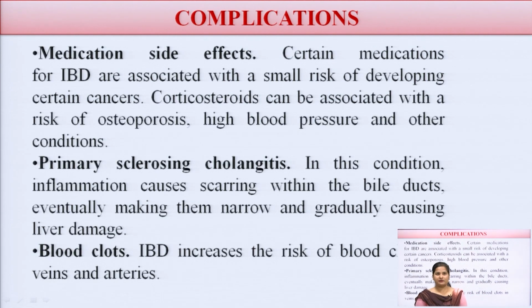Medication can also cause side effects, which may cause ulcerative colitis. As I told you, the excess use of NSAID drugs may cause ulcerative colitis. Corticosteroids can be used for the treatment of osteoporosis, but they may cause these kinds of disease. Now, primary sclerosing cholangitis is a condition of inflammation and scarring of the bile ducts, which eventually narrows them, causing liver damage.